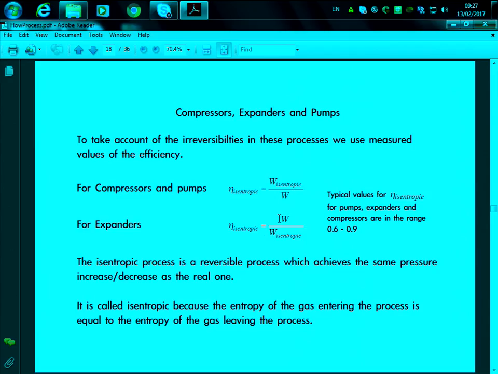So in a compressor, you will need more work than what you actually calculated you need, but in an expander, you will produce less work than what you actually calculated you will produce. And that's just to take into account the inefficiencies of the systems. That's why we modify this calculation. Otherwise, it won't work the same if it was the same type of calculation for the two of them.